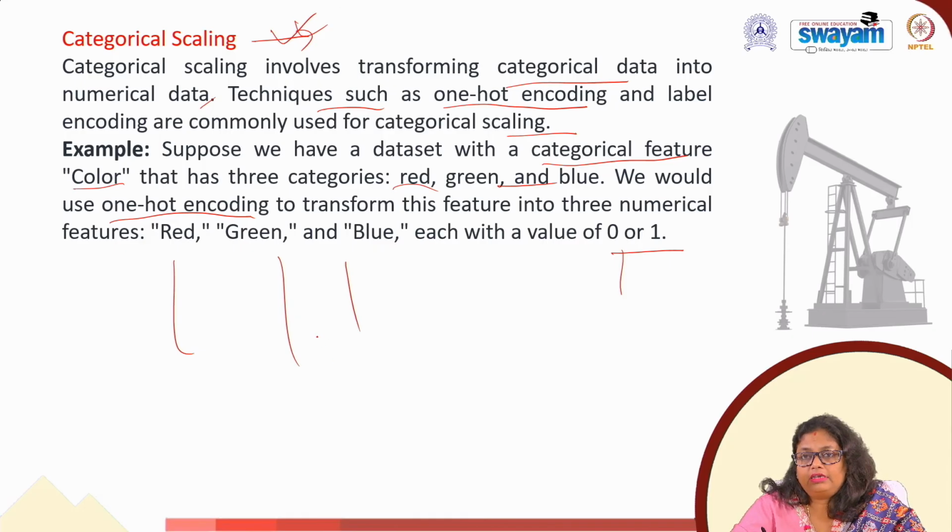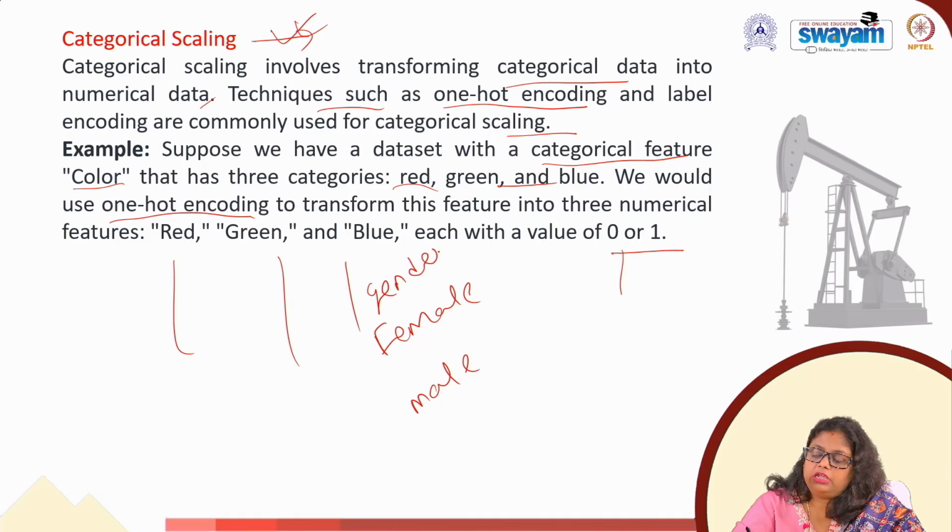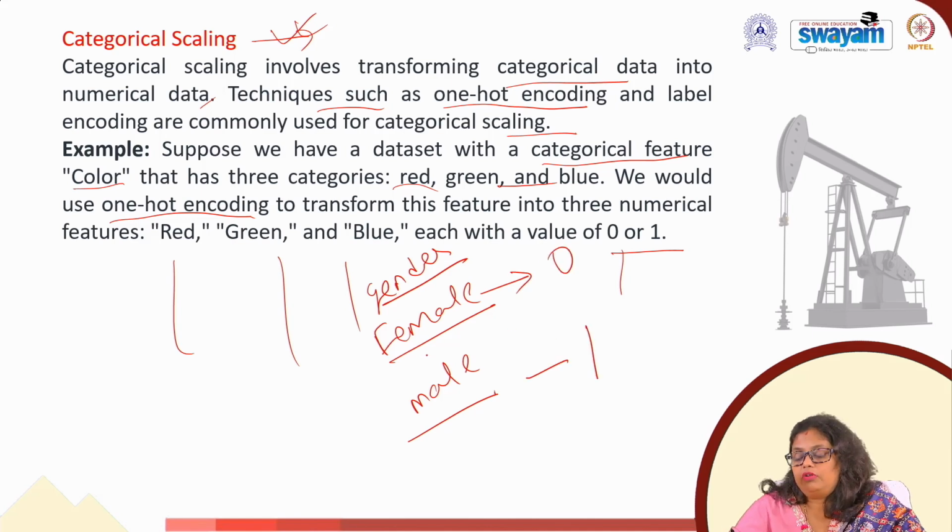So this way we go ahead with categorical scaling. When we want to change categories into a scale, we give them some numbers. For example, if you have female and male in a gender column, where female and male are the categories, we can put 0 for female and 1 for male. Whenever there is a female, I replace it with the numerical value 0, and for male I change it to the numerical value 1. This way, with one hot encoding or label encoding, we are able to do categorical scaling.